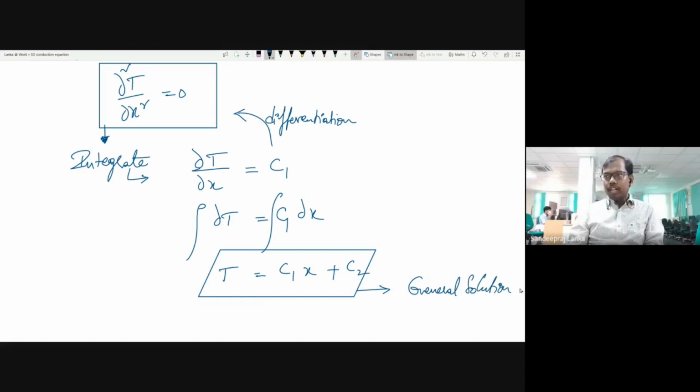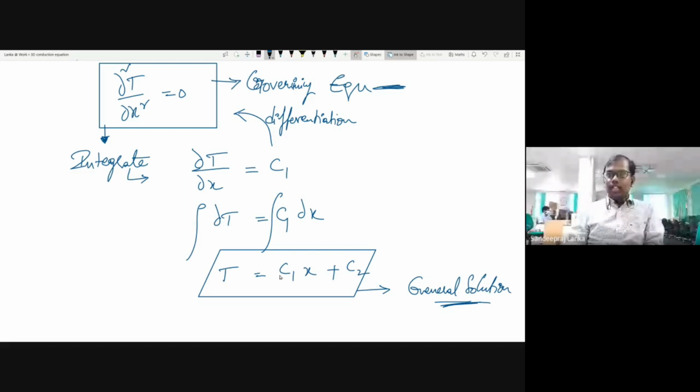See, first what I have taken is my governing equation. In the first place, to solve any heat transfer problem, you should have the governing equation. This is the first thing. The next thing is the general solution. When you do some integration, you'll get the general solution. This is your general solution.